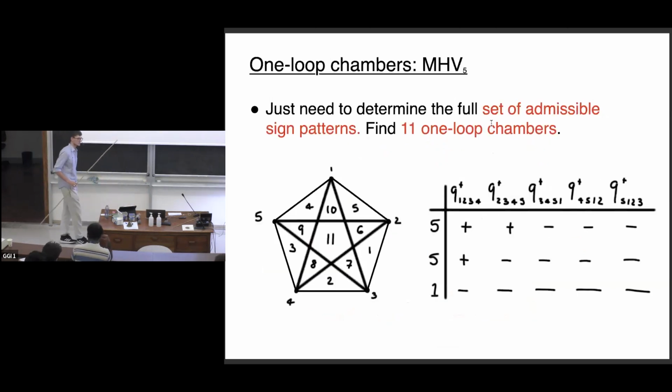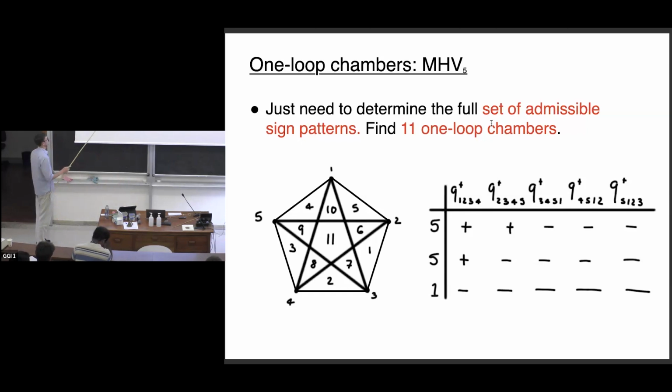So for instance, at 5 points, we find 11 chambers. 5, where we have 2 points positively separated from Y1. 5, where we have a single point positively separated from Y1. And a final guy where no one is positively separated from Y1.